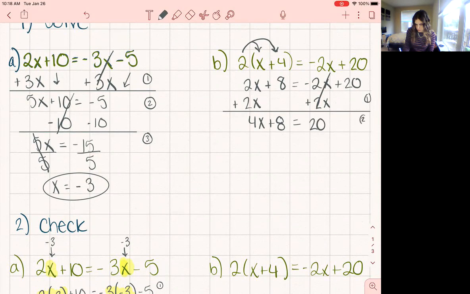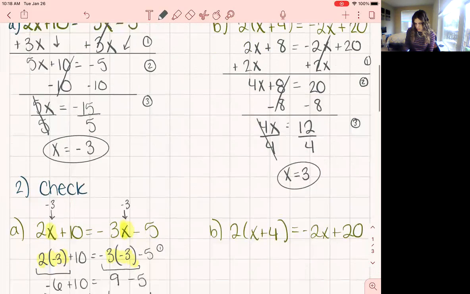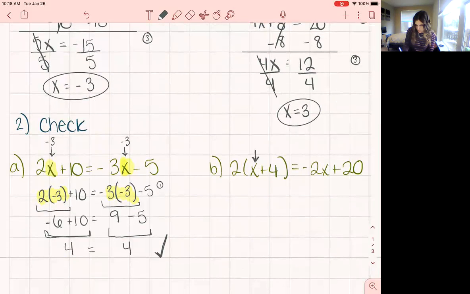Okay, now we're on to step 2, addition and subtraction. So I'm going to subtract 8. This is 4x. The 8s are gone. 20 minus 8 is 12. And then lastly, step 3, divide by 4, divide by 4. The 4s are gone, and x should equal 3. Now we need to check. So anywhere that I have an x, I need to replace it with a 3.